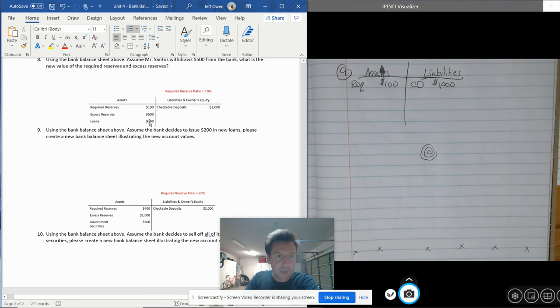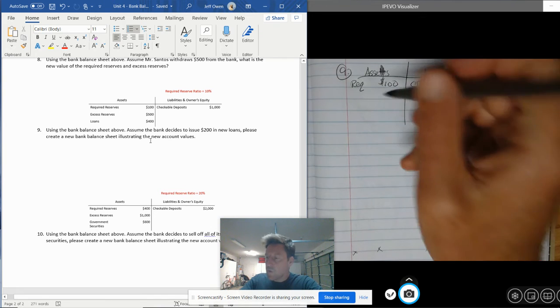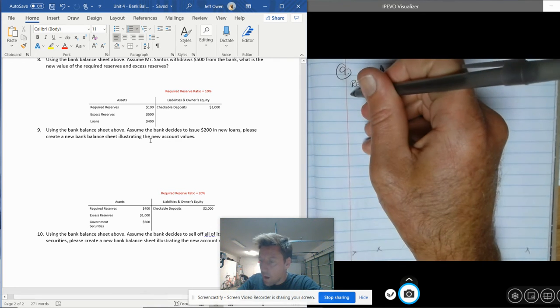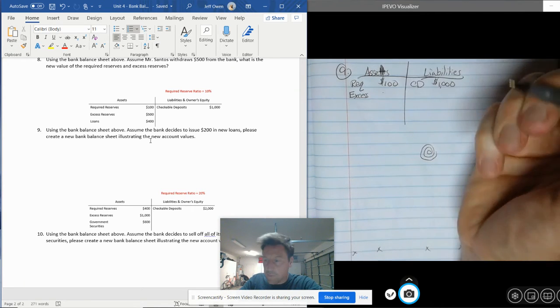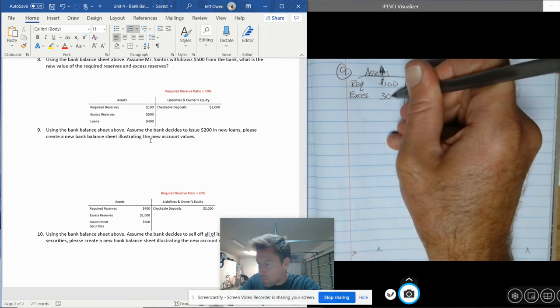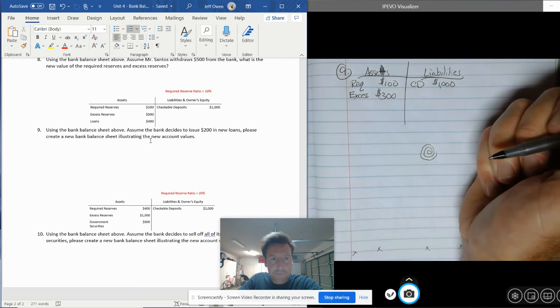Excess reserves. So they had $500 of excess reserves, so they could do whatever they want with it. What they're choosing to do is to issue $200 in new loans. So someone comes in and says, hey, I want to take out a loan. This bank says, well, I have $500 right here sitting in my excess reserves. I'll give you a loan. So that excess reserves is going to decrease by 200 bucks. So that drops to 300.